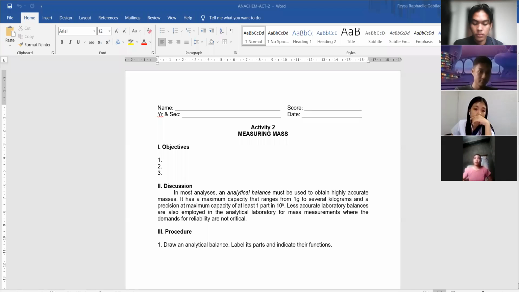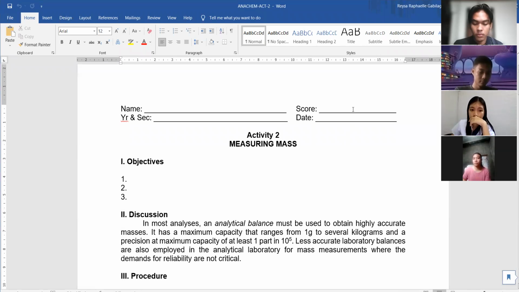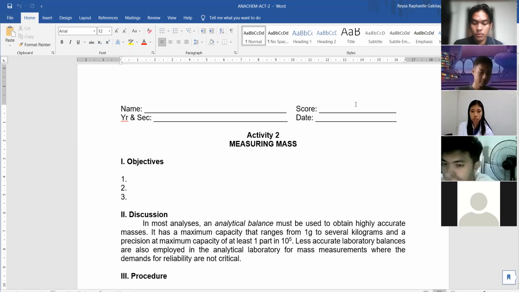This is activity number 2, measuring mass, because analytical chemistry deals with composition of matter, and that includes the measurement of the mass of matter. So in most cases, we use the analytical balance for analytical chemistry.